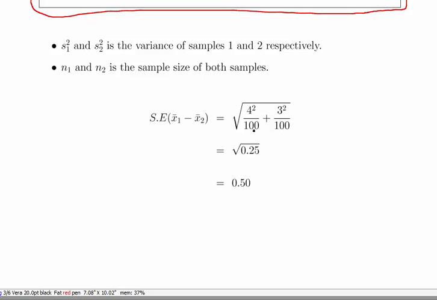4 squared plus 3 squared is 16 plus 9 divided by 100. That is 25 divided by 100 is 0.25. The square root of 0.25 is 0.50. Okay?